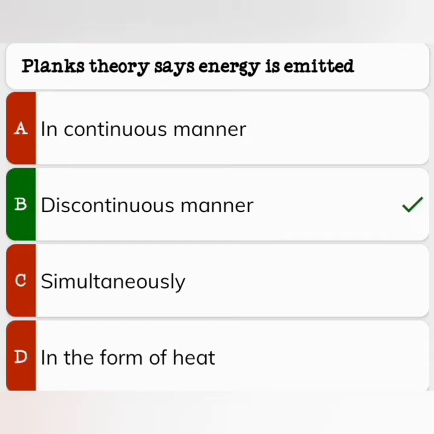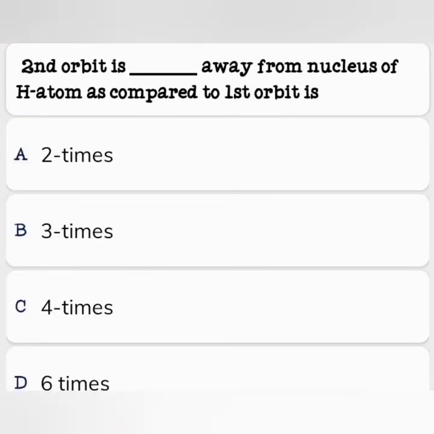Discontinuous manner. Second orbit is how far away from nucleus of H atom as compared to first orbit? A. 2 times, B. 3 times, C. 4 times, D. 6 times. Right options, आप अपने comment section में लिखें। Yeah, so the right option is C.